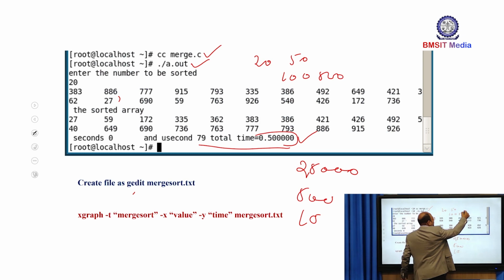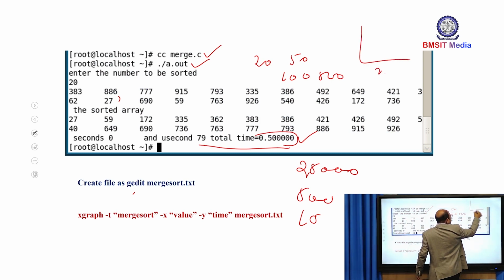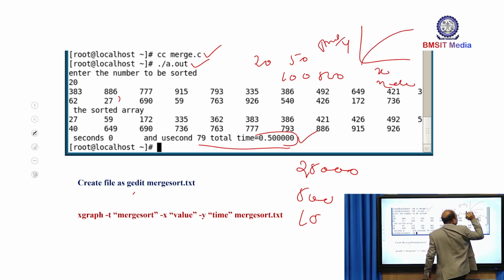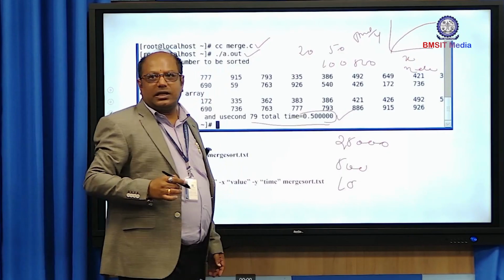Then we can see the graph, the x and y axes. This is nothing but the number of elements, and this is nothing but the time complexity taken. Then we can have a proper linear graph obtained for merge sort.